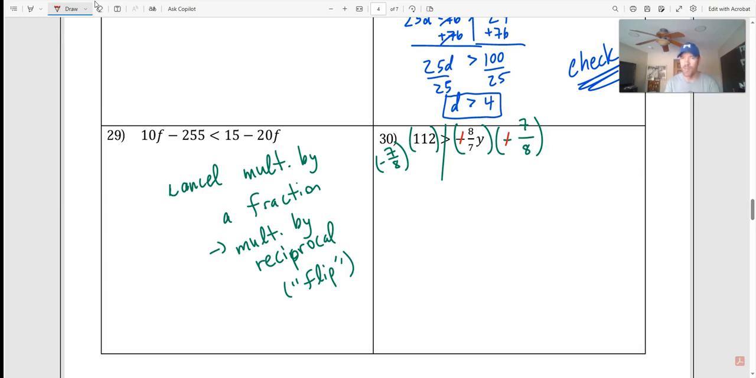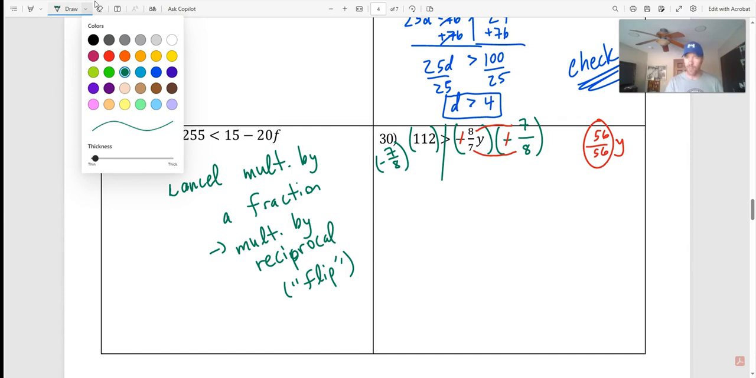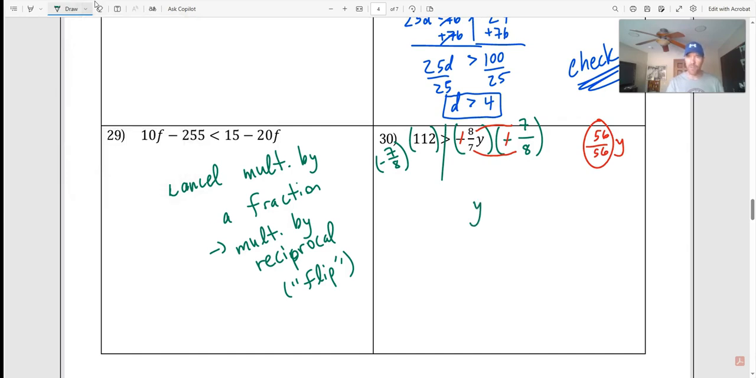Negative times a negative is a positive. But then you'd have 8 times 7 would be 56. And 7 times 8 would be 56, and you'd still have y, but this is just 1. That's positive 1. That's 56 divided by 56, so it's just positive 1. So it's a nice little shortcut there, okay? So yeah, on the right side, we just get positive y, positive 1y.